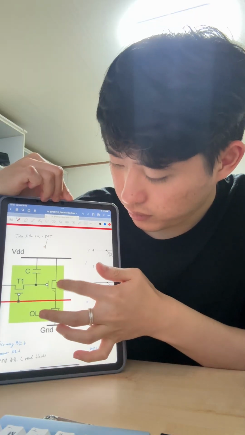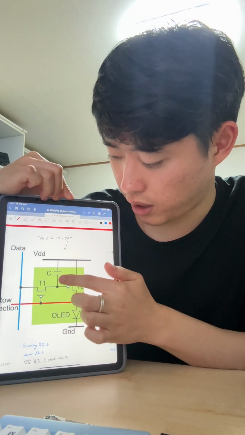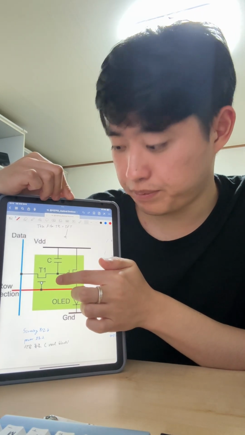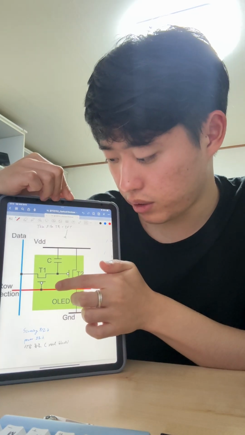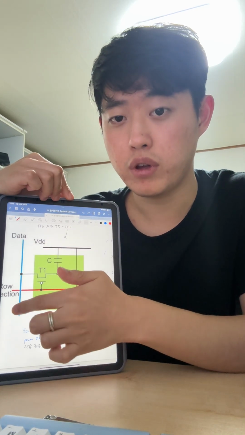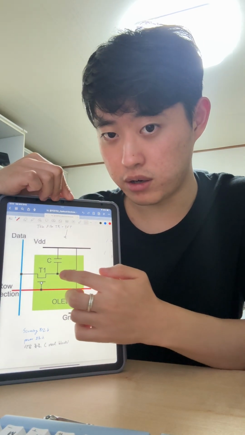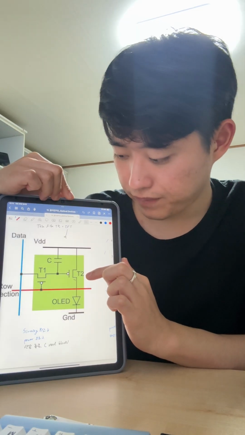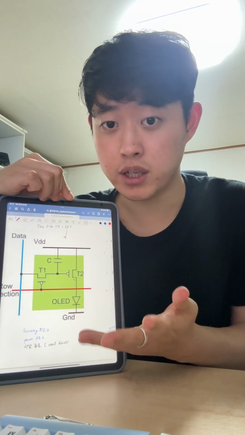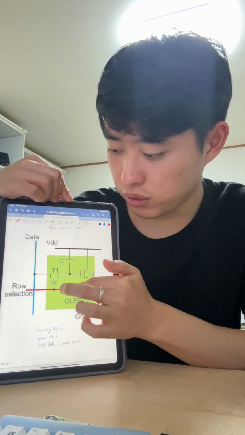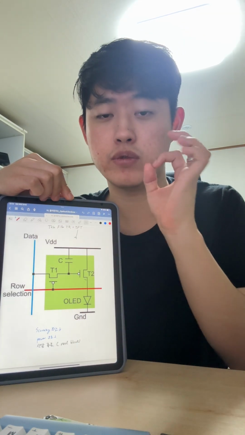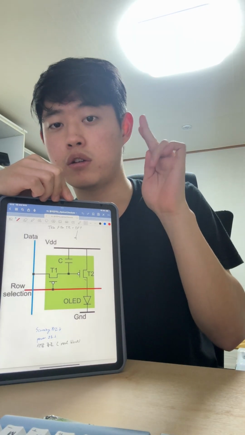There are two transistors in here and a capacitor is here. So first, one transistor will be operated and data comes here. So if data is 1 and goes here and transistor 2 is on, so VDD is like there, so the OLED is operated. So if row selection is 1 and data is 0, the OLED does not operate.